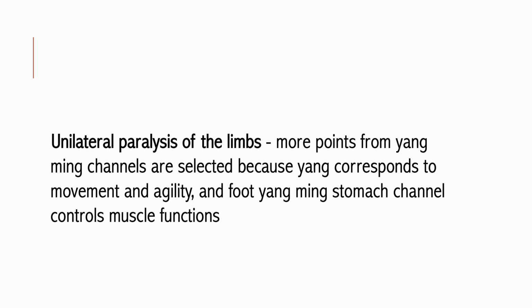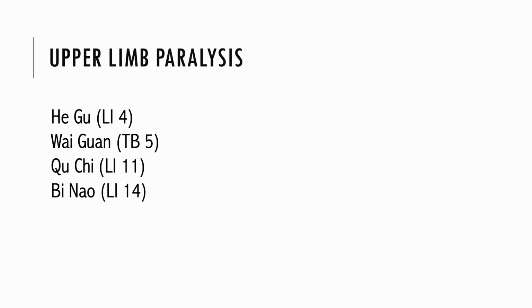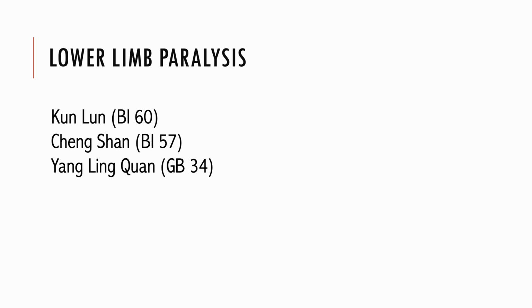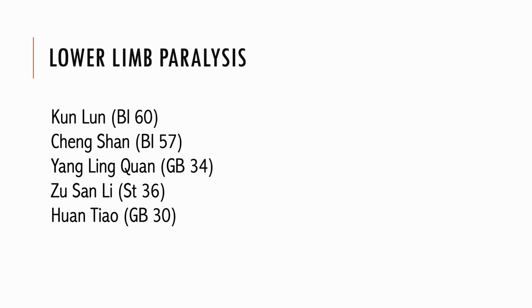In treating unilateral paralysis of the limbs, traditionally, more points from Yang-Ming channels are selected because Yang corresponds to movement and agility, and foot Yang-Ming stomach channel controls muscle functions. Commonly used points are LI4, triple burner 5, LI11, LI14, and LI15 for upper limb paralysis, and bladder 60, bladder 57, gallbladder 34, stomach 36, and gallbladder 30 for lower limb paralysis.